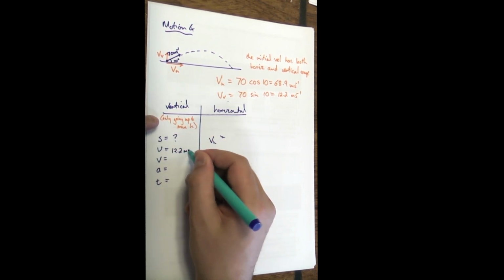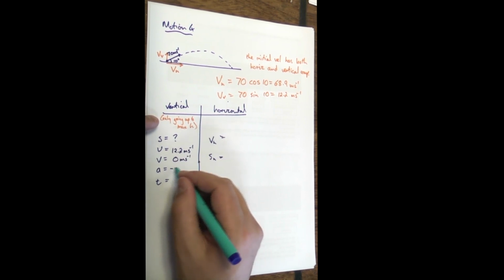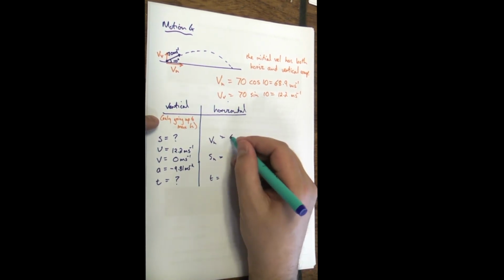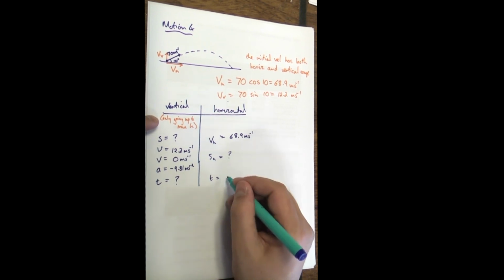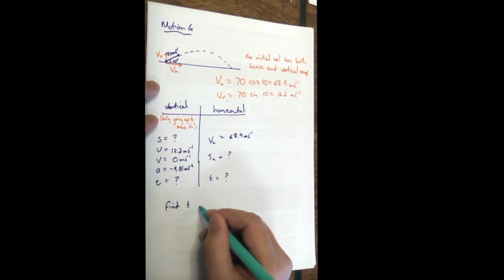So write down what we've got. We don't know the displacement, but we do know the initial vertical velocity is 12.2 meters per second upwards. The acceleration is minus 9.81 meters per second squared because it's downwards, it's decelerating. The horizontal velocity is 68.9 meters per second, and we don't know the rest. So we need to find time first of all.